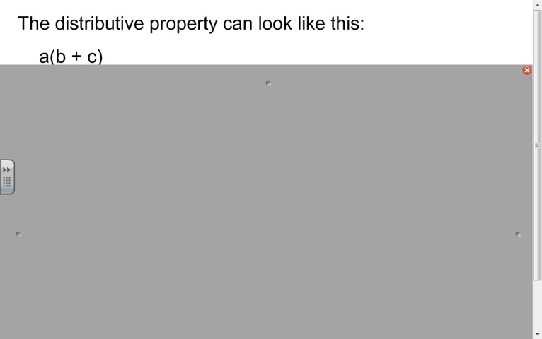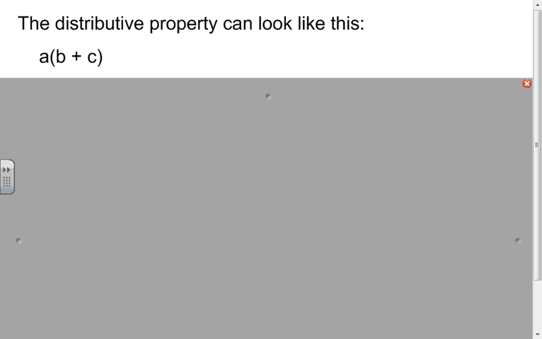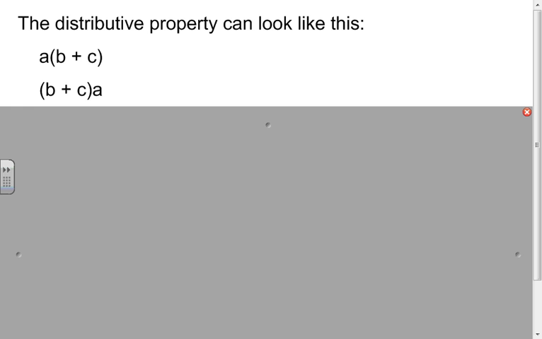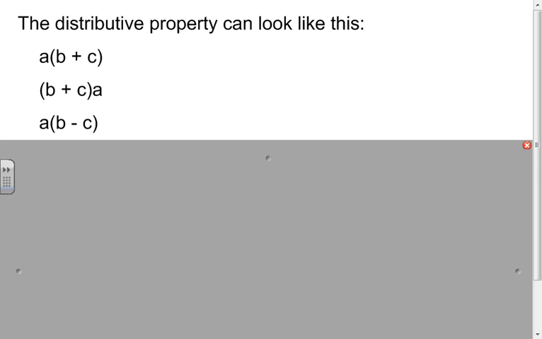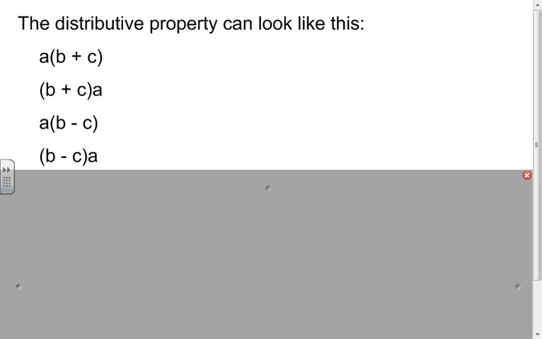Because the distributive property always looks like this, a couple different ways. There can be a number in front, in this case that would be the A, and then there's going to be a B plus C in parentheses. It can look like this, where the number on the outside is actually at the end instead of in front. You can also have it with subtraction instead of addition. But distributive property always looks like two things inside parentheses, one thing on the outside.